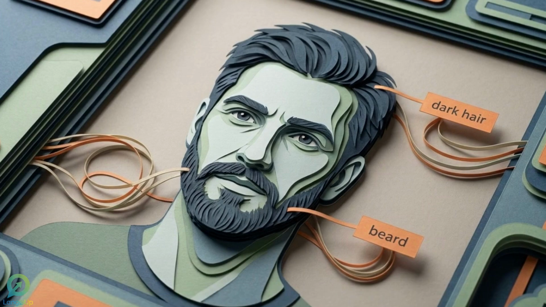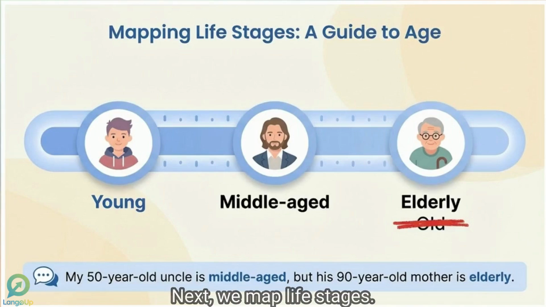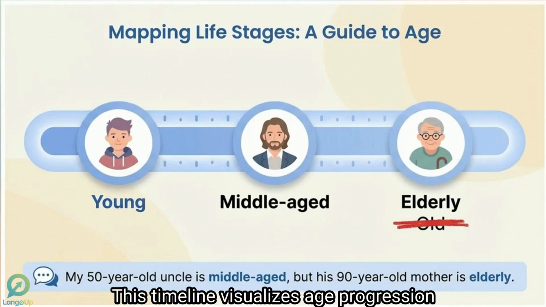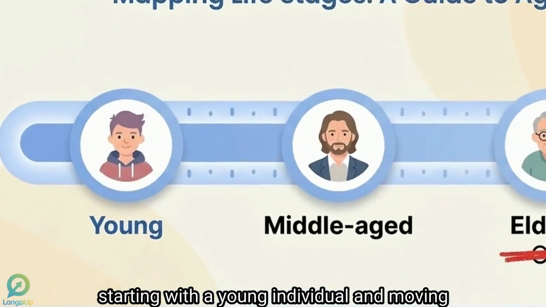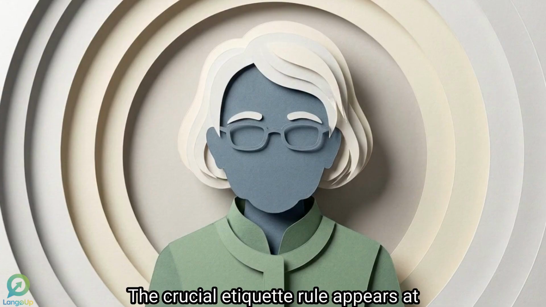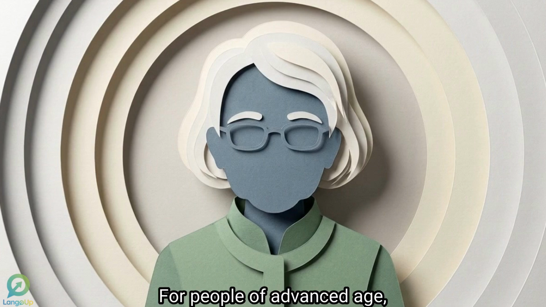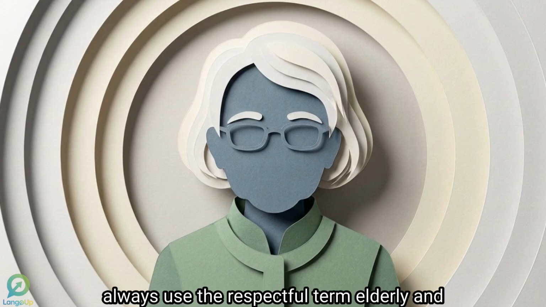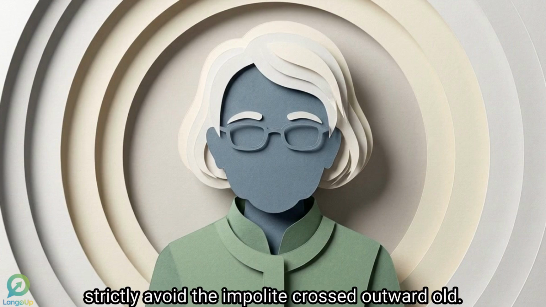Next, we map life stages. This timeline visualizes age progression, starting with a young individual and moving into the middle-aged bracket. The crucial etiquette rule appears at the end of the timeline. For people of advanced age, always use the respectful term elderly, and strictly avoid the impolite, crossed-out word old.